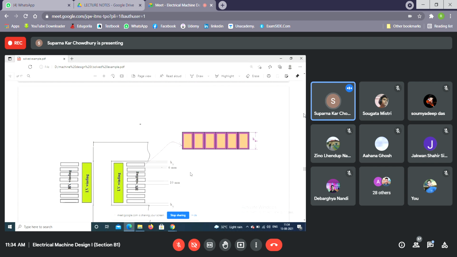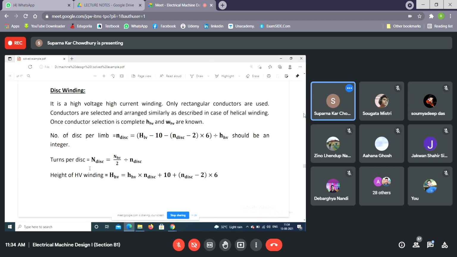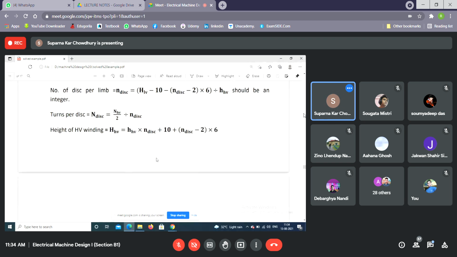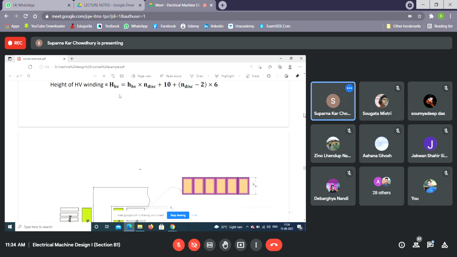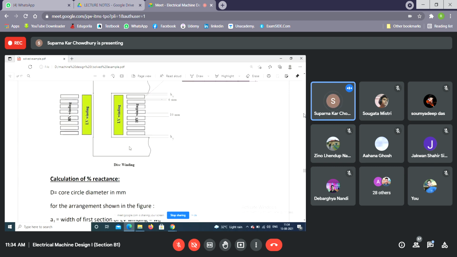Now disc winding is used with rectangular conductor, and the conductor is selected in the same way we select the helical conductor, the rectangular conductor. So this is the composite conductor. Turns per disc will be number of turns divided by 2, divided by number of discs. Height of the LV winding then will be height of the conductor into number of discs plus the gaps. Again, this height should be equal to the height we started with, but there will be a slight difference which can be adjusted.